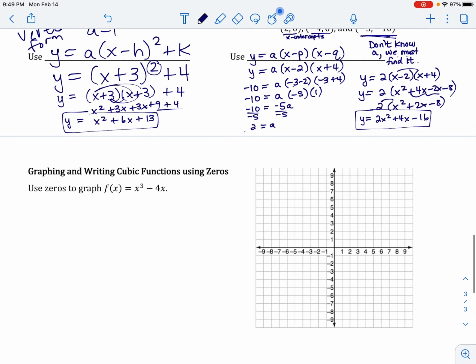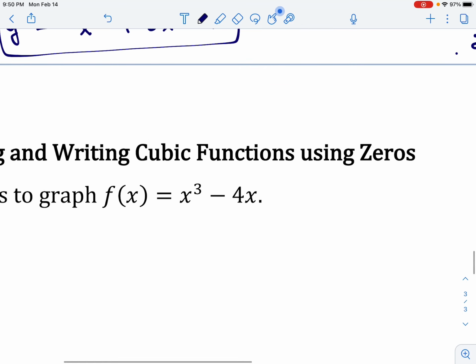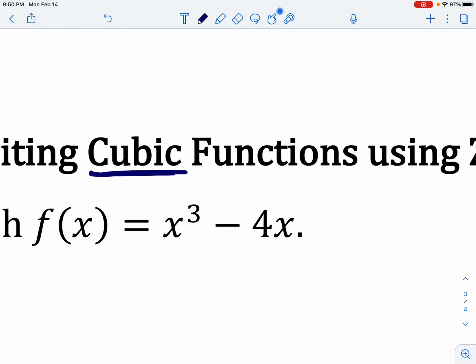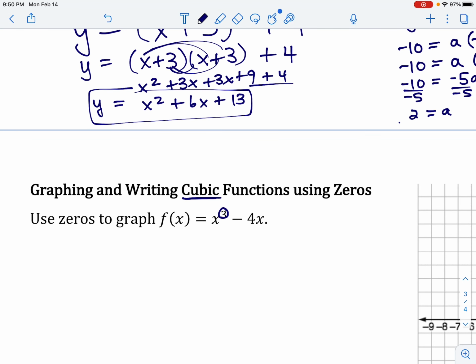All right, last thing that we're going to look at is graphing and writing cubic functions using zeros. Cubic means you have an exponent of 3. So this one has an exponent of 3. That's a cubic function, which means we're going to have 3 zeros. Quadratic functions have 2 zeros, and now we're going to have 3 zeros.